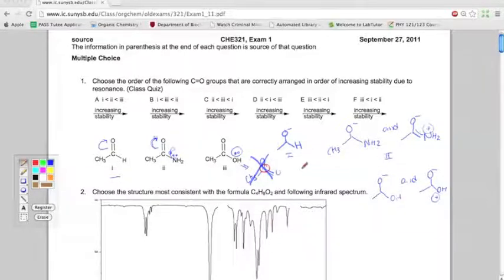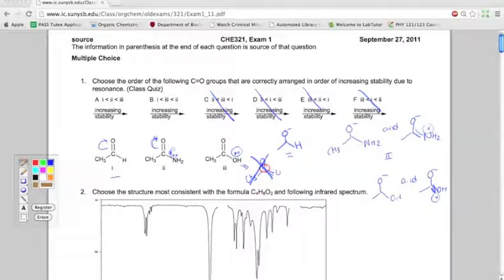So now we have a molecule with 1 resonance structure and 2 molecules with 2 resonance structures. This first molecule is going to be the least stable because it has the least resonance. So we can remove these choices. Now to determine between 2 and 3, let's look at the resonance structures themselves and see which one has resonance structures that are the most stable.